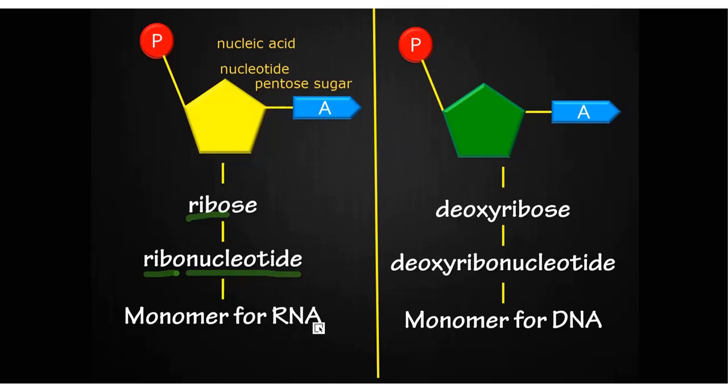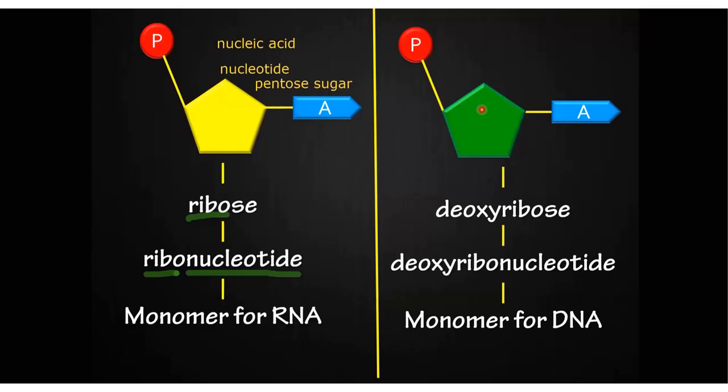But if I want to make RNA, I need a specific one by the name of ribonucleotide, which has a ribose sugar here. If I want to make DNA, I need deoxyribonucleotide that has a deoxyribose sugar here.